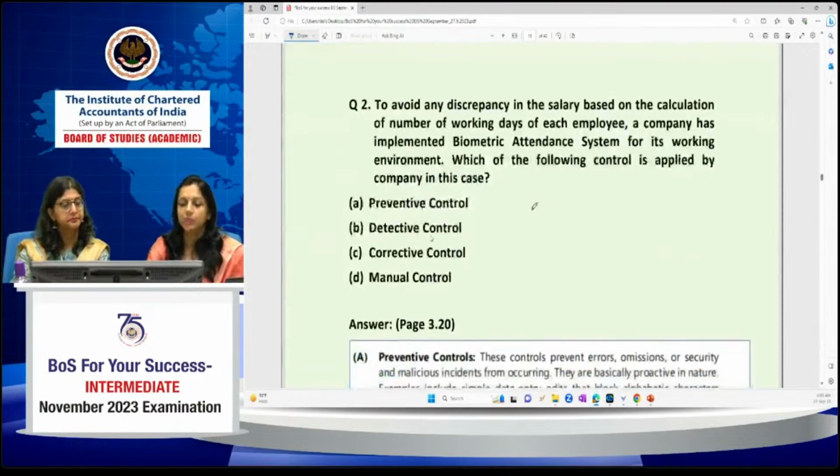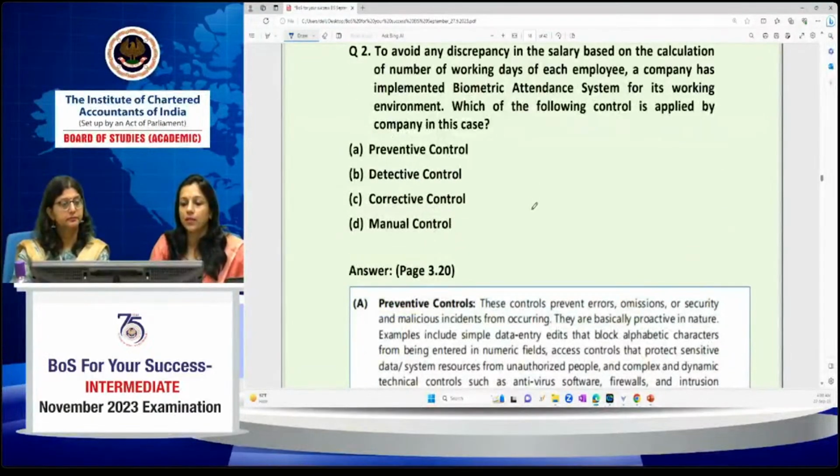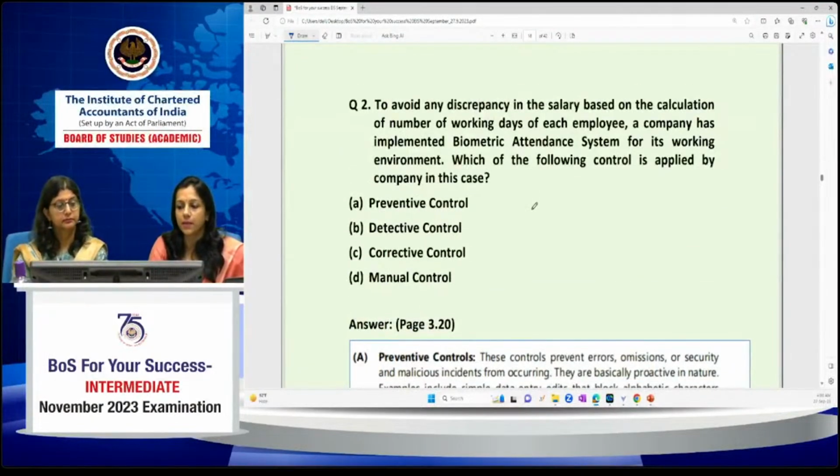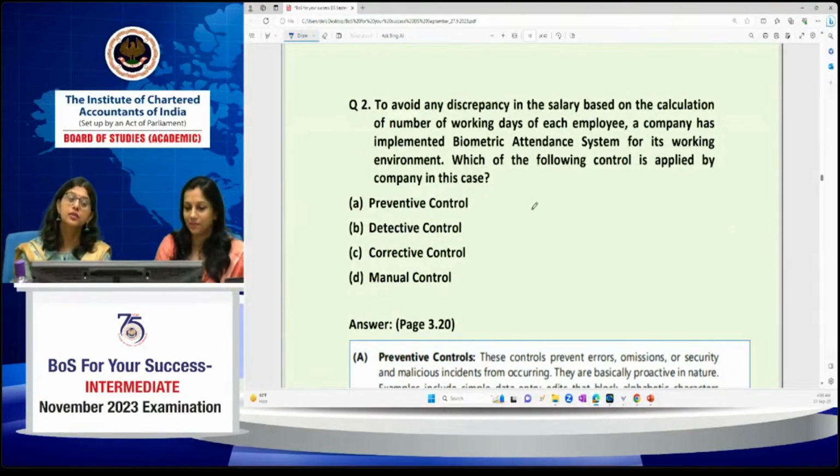So coming to the next question. To avoid any discrepancy in the salary calculation based on the number of working days of each employee, a company has implemented a biometric attendance system for its working environment. Which of the following controls is applied by the company in this case? You have read about the 3 types of control: preventive, detective, and corrective. And one has to see, ma'am, sorry, that it's from chapter 3. So you see that the questions are from different chapters.